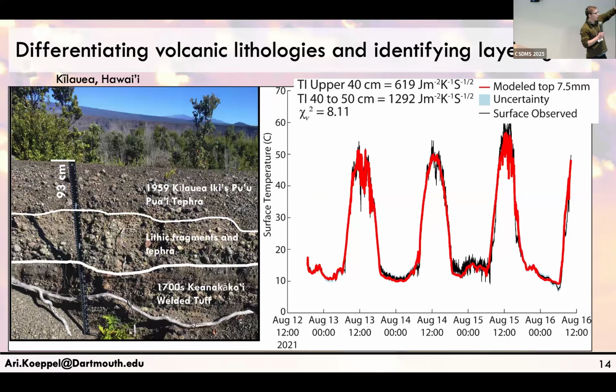So there's this lower thermal inertia on top, higher thermal inertia below it. And what we saw in the field was this really porous, glassy tephra on top from this 1959 eruption, and then this compacted, in some cases welded, lithic tephra in the bottom.